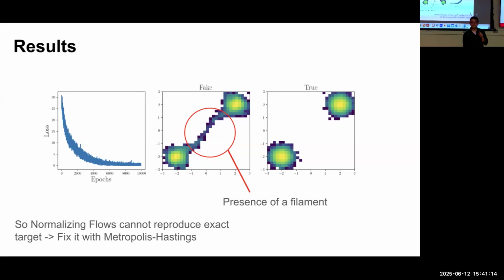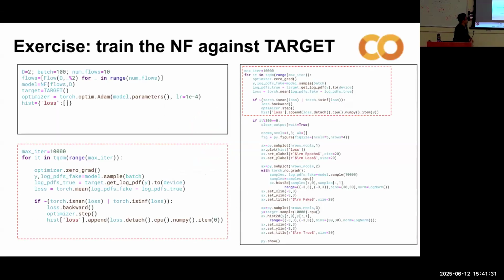Yeah, go ahead. D is the dimensionality. I think I got that down. Number of flows, I think I also have. And batch is what again? The batch is defined here as 100, right?